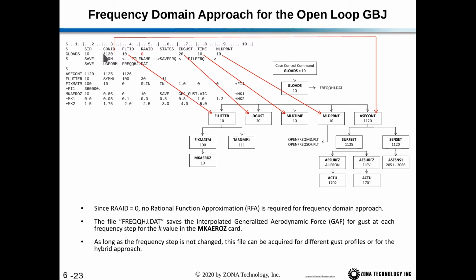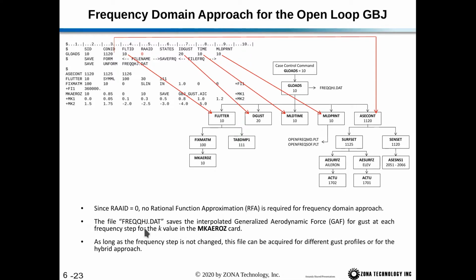Okay, moving on with the Gloads, the RAAID field is 0, which specifies the frequency domain approach. The states field is blank, so we're not converting any rigid body states to airframe states. The ID Gust refers to the dgust card with ID 20. The time refers to the MLD time card with ID 10, and MLD print refers to the MLD print card with ID 10. And actually, we have multiple MLD print cards, all with ID 10.